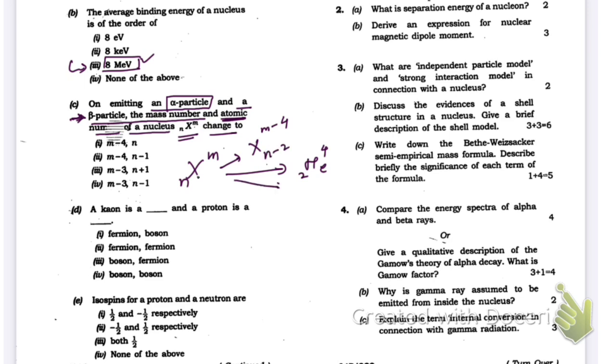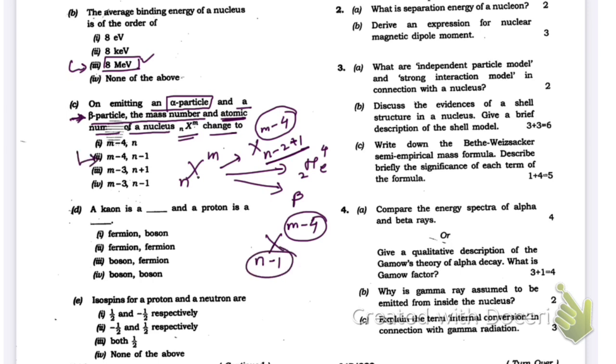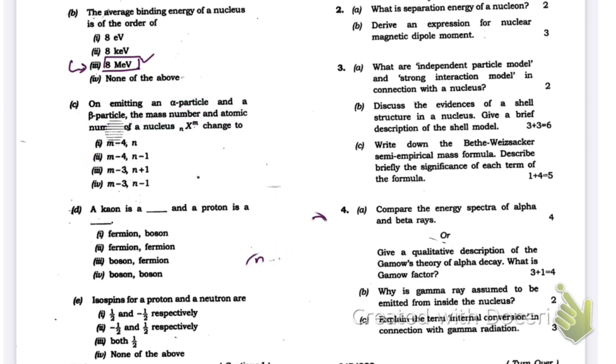And when a beta particle is released, there will be no change in mass, but there must be an increase in atomic number by 1. That's why the daughter nucleus will have mass number m-4 and atomic number n-1. So the correct option is this. Let me explain it again.